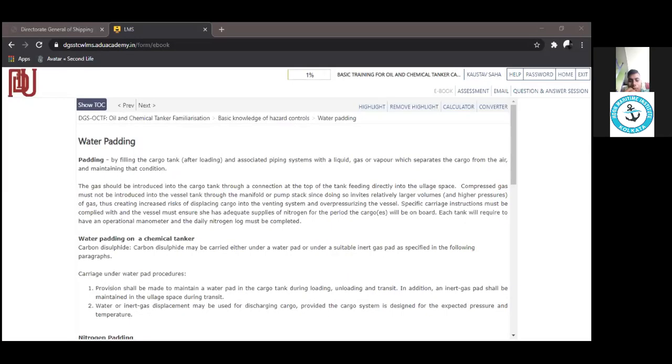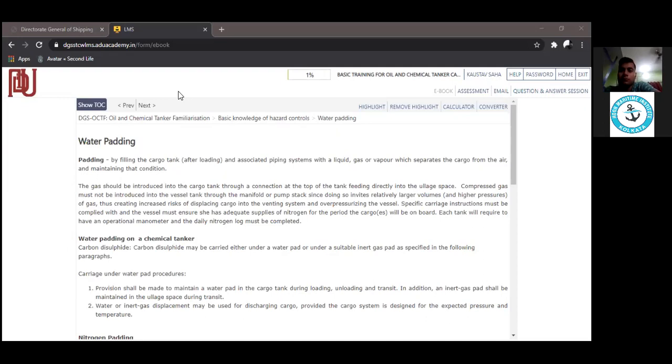So let's see what is padding. Padding is filling the cargo tank after loading, and an associated piping system, with a liquid, gas, or vapor which separates the cargo from air and maintains that condition. So a tank is already filled with cargo, and the empty space you fill with something that is called your padding. And why are we filling? So that the cargo does not react with water or any moisture or vapor.